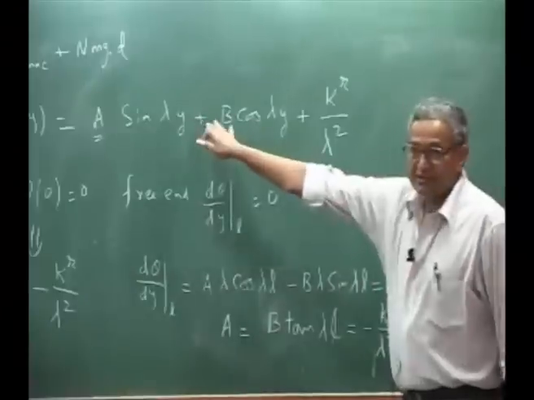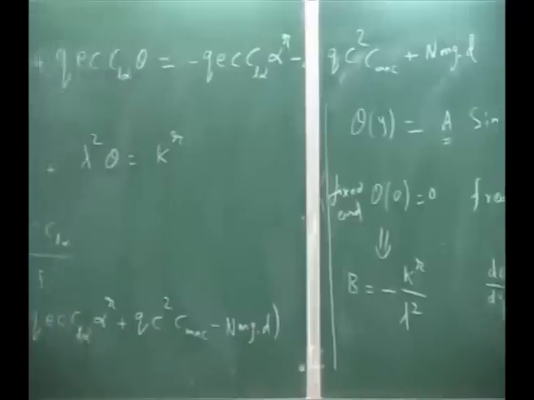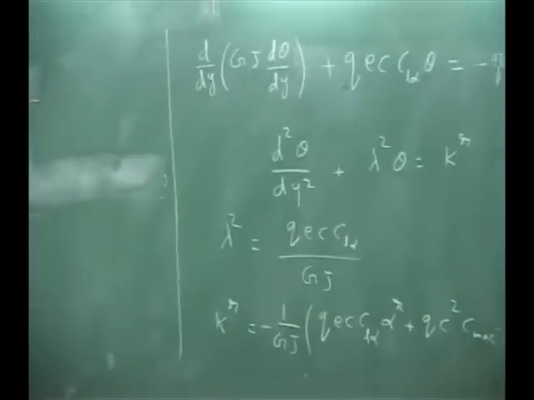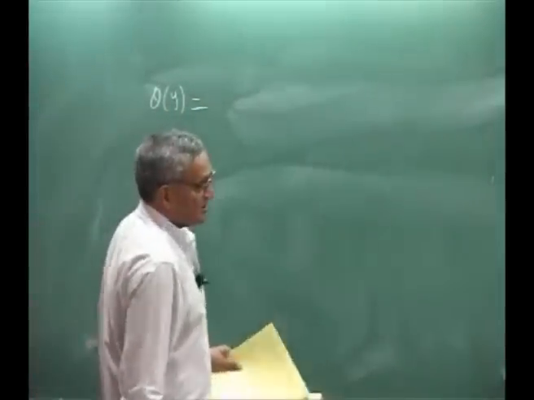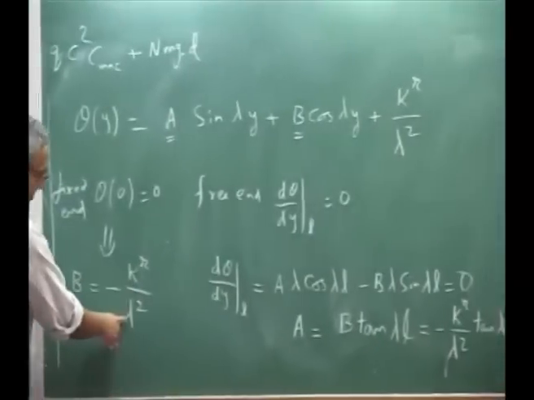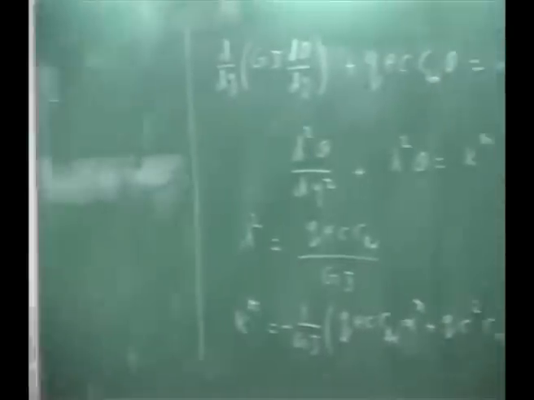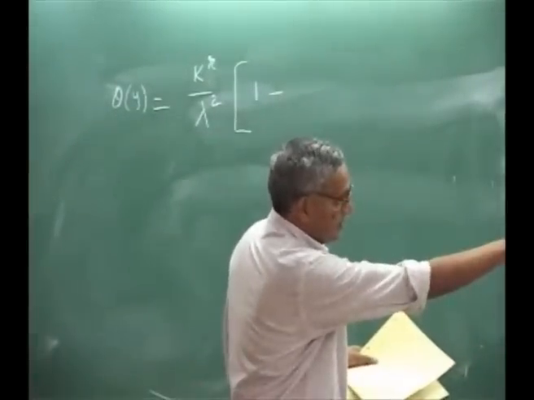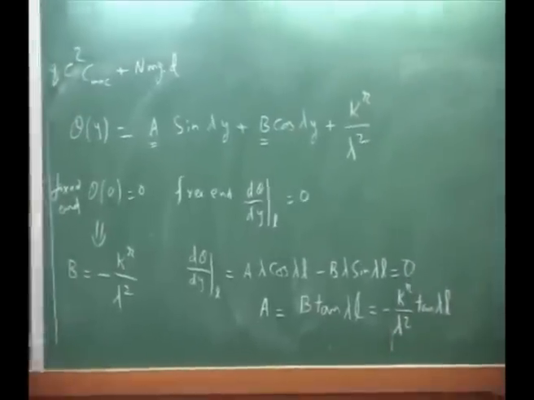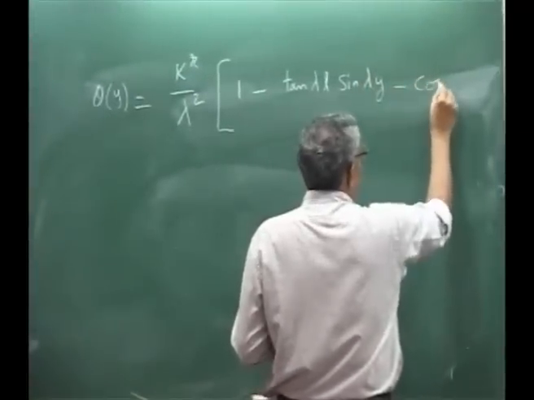Alright. Now I can substitute and get my solution for theta y, which I will write here, so that this solution we will be using later. You will write your solution as zeta, which is a function of y, becomes k r over lambda square, everything is sitting there. So you can take out common k r over lambda square, 1 minus, because you can say A is kr over lambda square tan lambda l. So we just put that tan lambda l sine lambda y minus cosine lambda y.